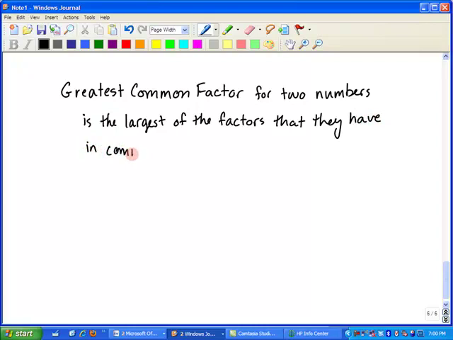So we're going to start easy here, okay? And we use this notation for it when we want to say the greatest common factor. We say GCF of, and we put the two numbers like this, and then the answer for it there. Okay. So we're going to start by finding the GCF of 12 and 20.